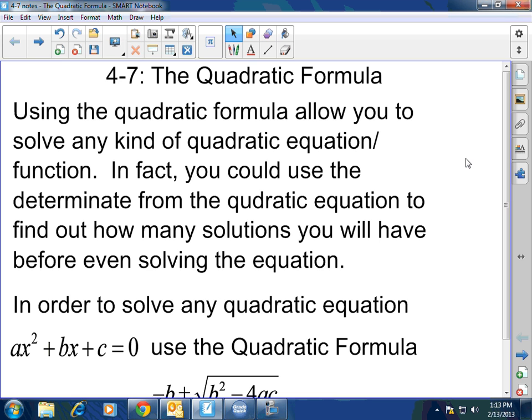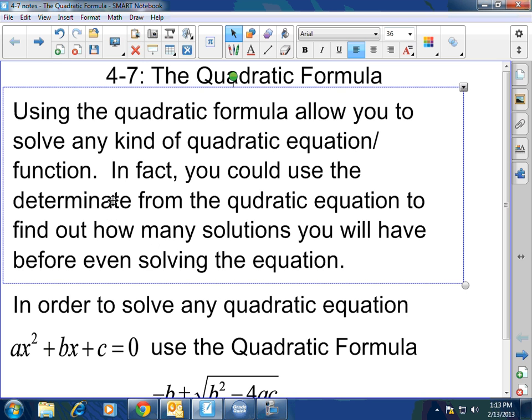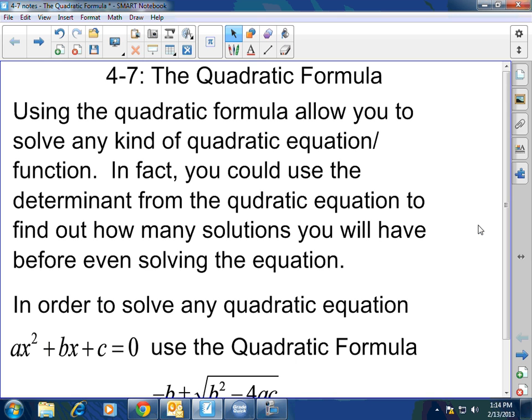So in fact, you can use the determinant also. Not the determinate, but the determinant. And I'll get to that in a second. Not only can you use this to solve any equation, but you can use the determinant, which I will tell you about in a little bit, from the quadratic equation to find out how many solutions you will have before even solving the equation.